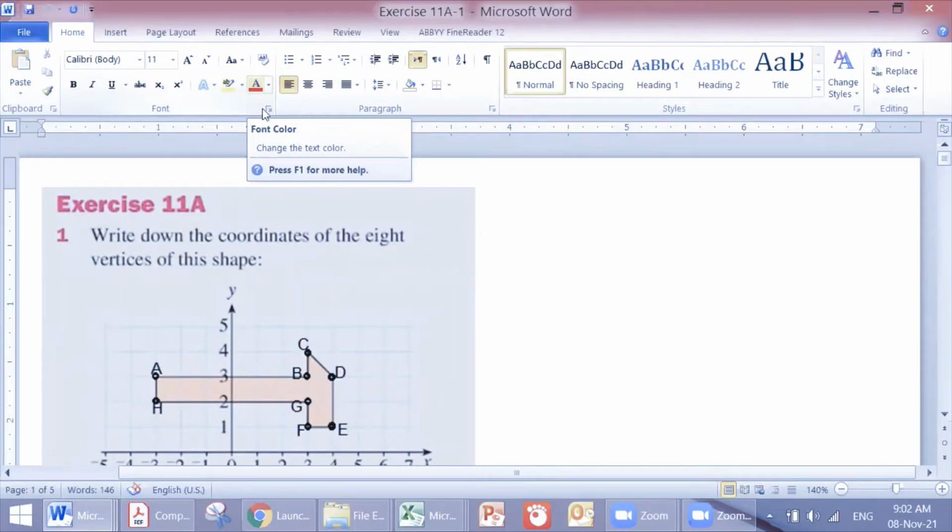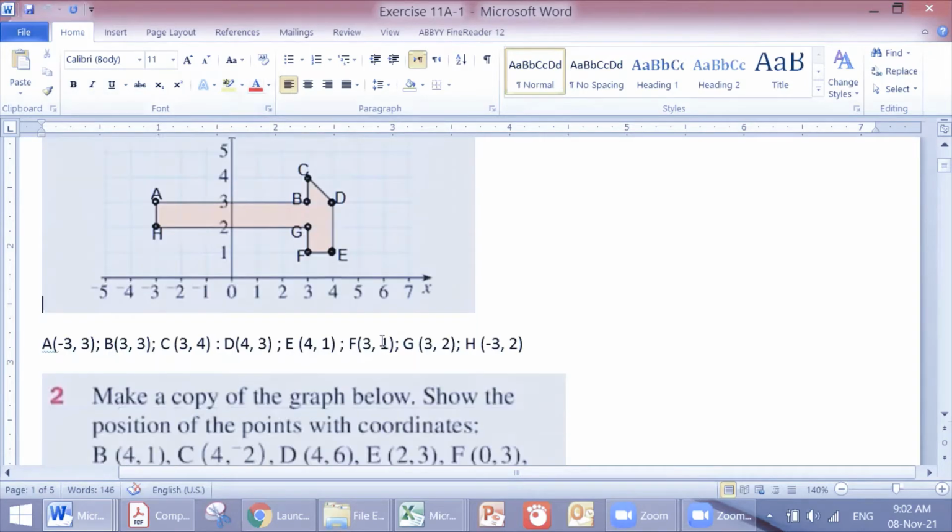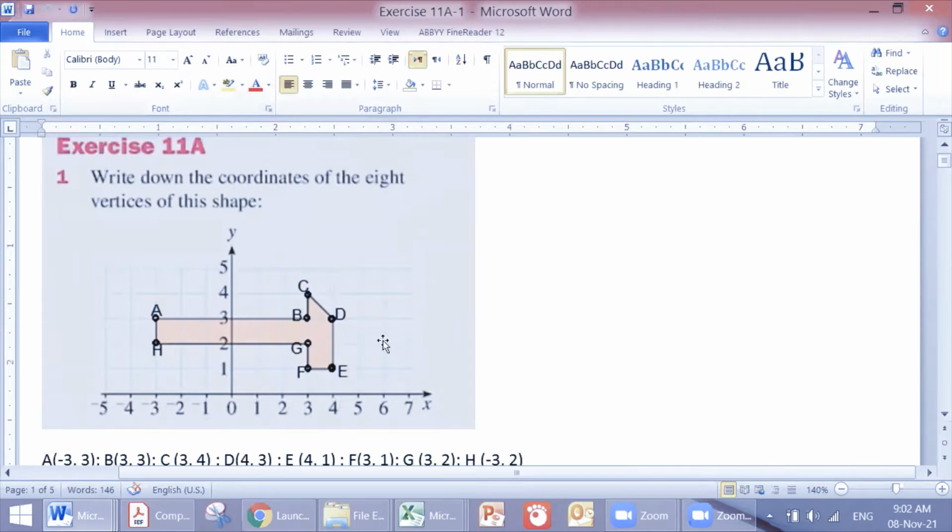Exercise 11, chapter number 11. It is all about the graphs, and you have to find the coordinates, or you have to draw the coordinates.